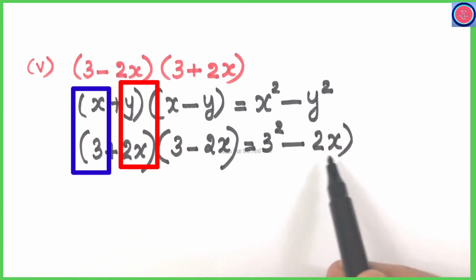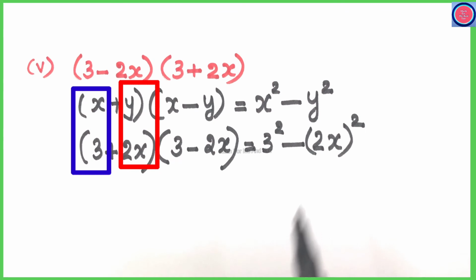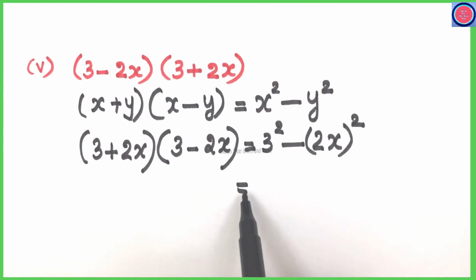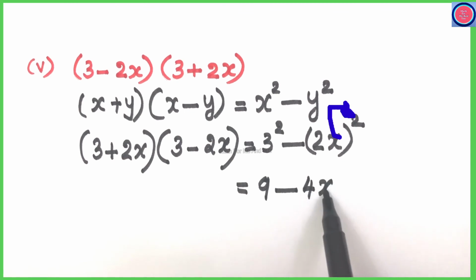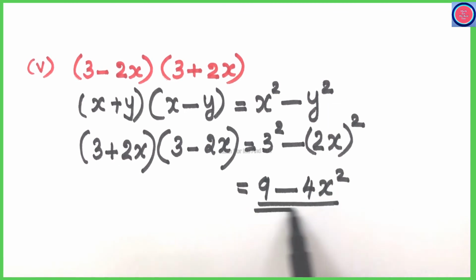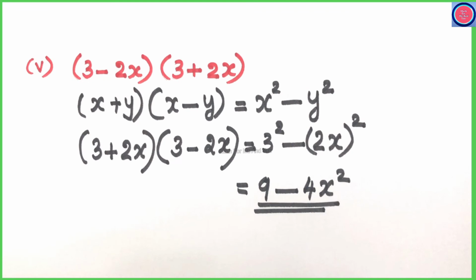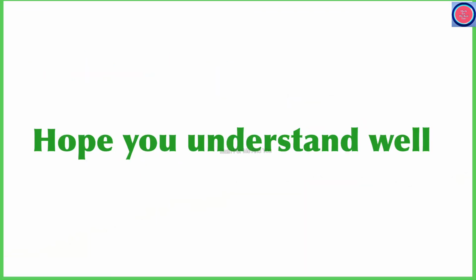We get 3 square minus 2x the whole square. What is 3 square? It is 9 minus 2 square and x square. 2 square is 4, x square we get. So the answer to this question is 9 minus 4 x square. Hope you understand what we have practiced over here.